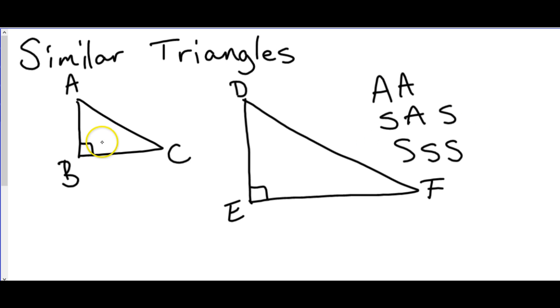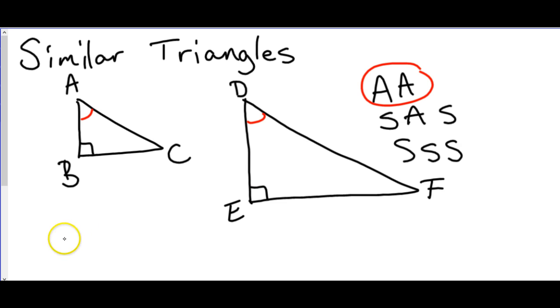If you have two angles that match, with our current triangles, they both have right angles, but let's say we've marked a second angle, we could say these two triangles are similar by angle, angle. They have two matching angles. That makes these similar. We know they're the same shape, just different sizes.